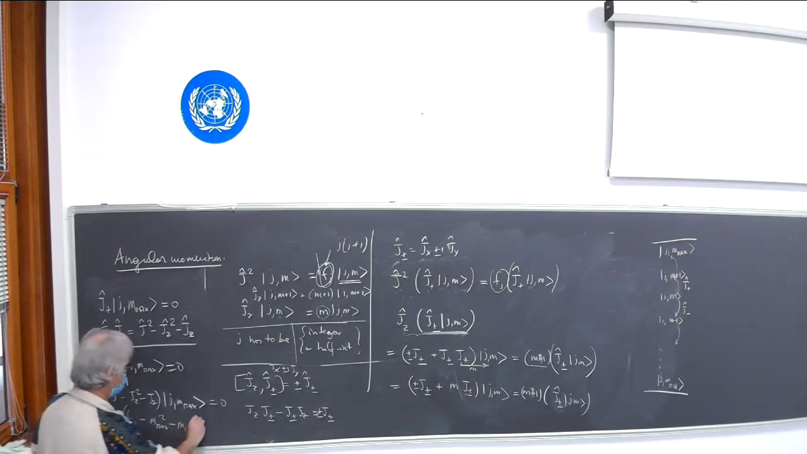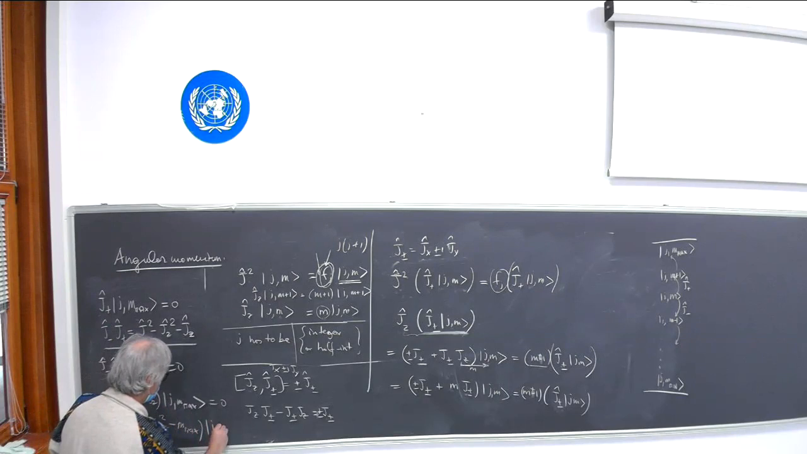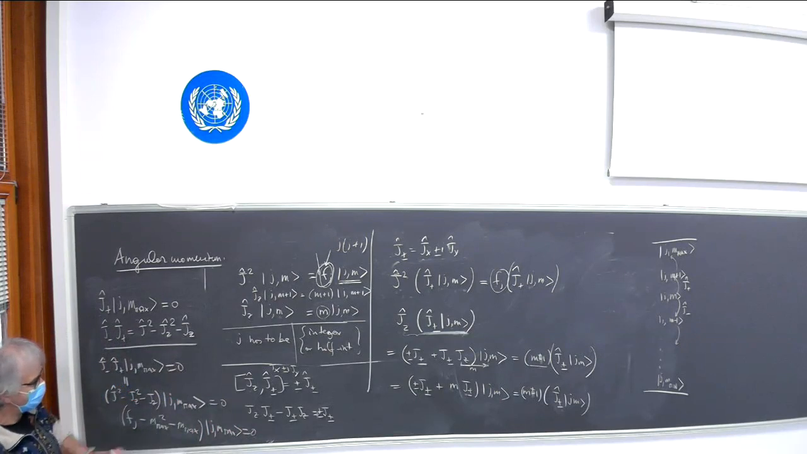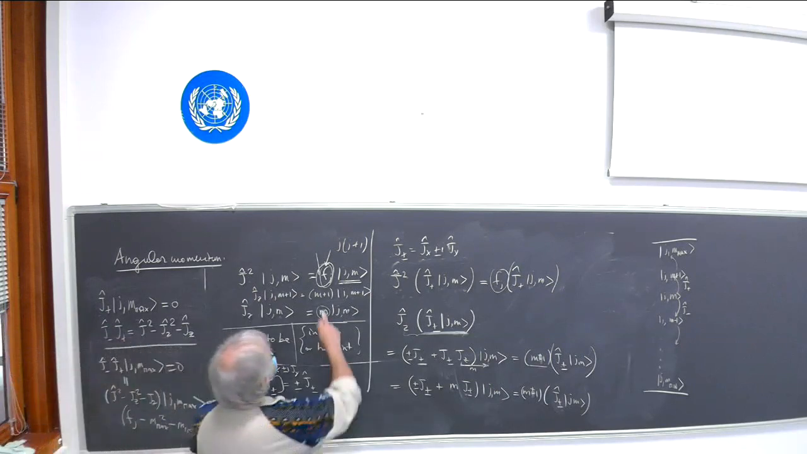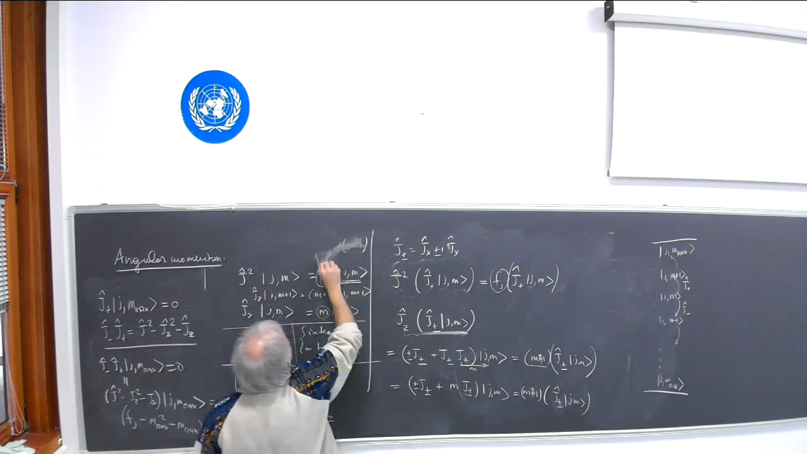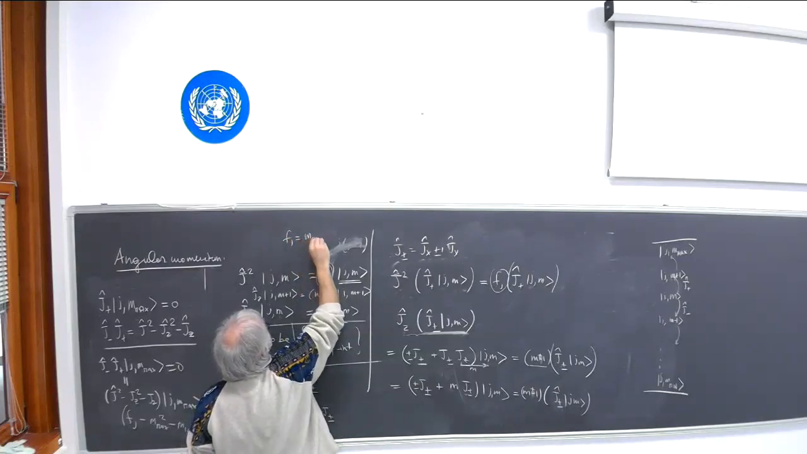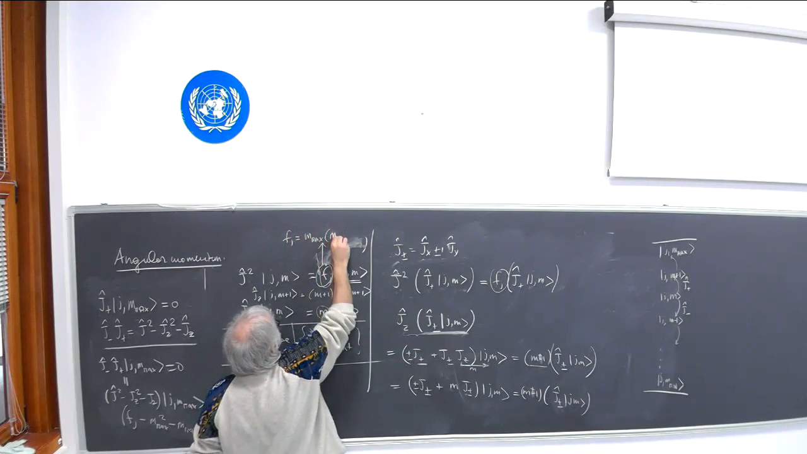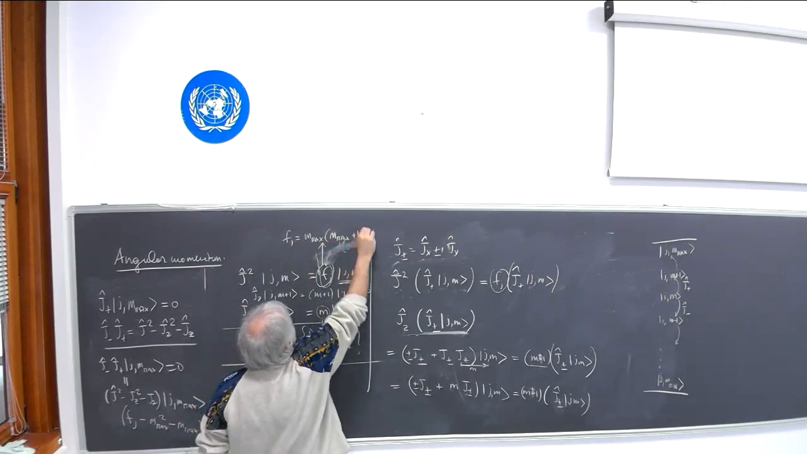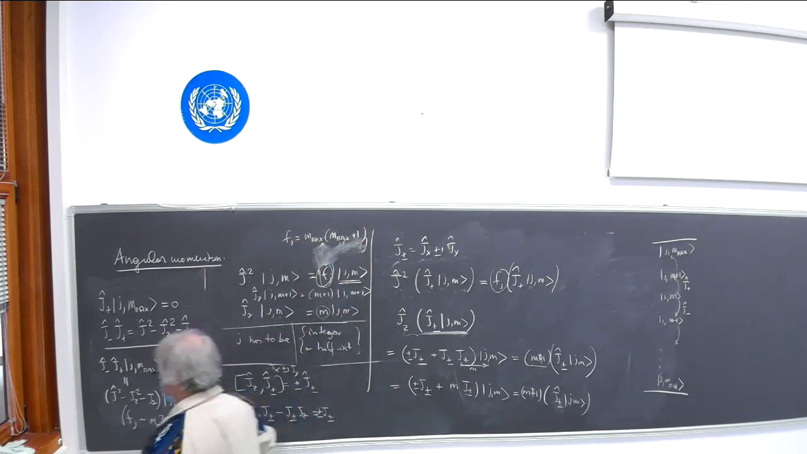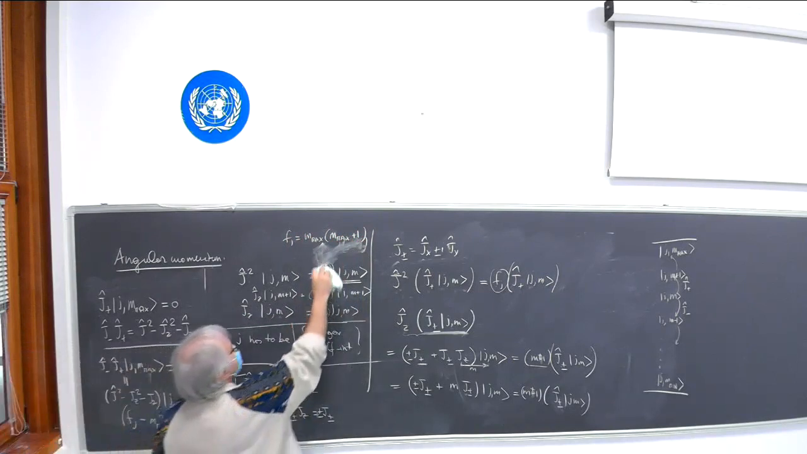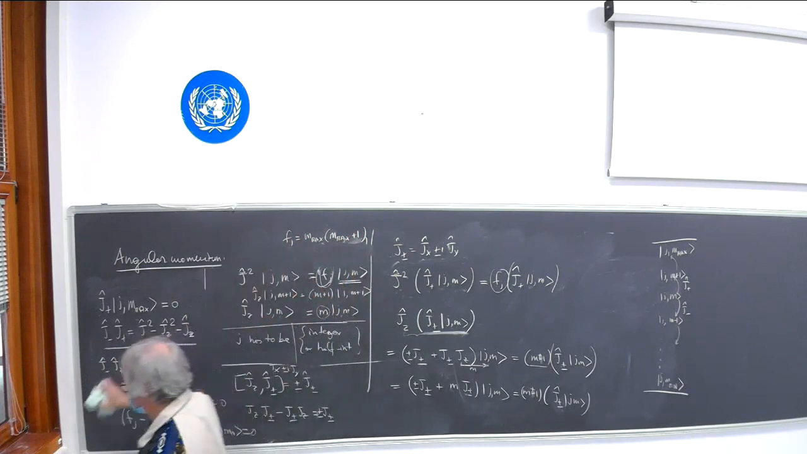Okay, so this object here times the state is equal to 0. How can a state times a number be equal to 0? The number has to be 0, right? So I deduced that Fj, the famous Fj here, is actually given by Fj equal to M max times M max plus 1. Okay? Clear? Well, at least in principle, okay?